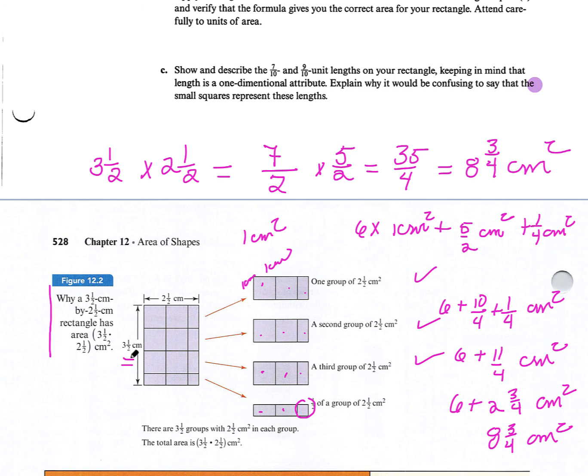We've started out by looking at the meaning of multiplication, seeing this as 3.5 groups, and this is how we would draw that picture. And we can count them in a fundamental way and just add up all of the squares or parts of squares, or we can go straight to the multiplication to find the 8 3/4 square centimeters.